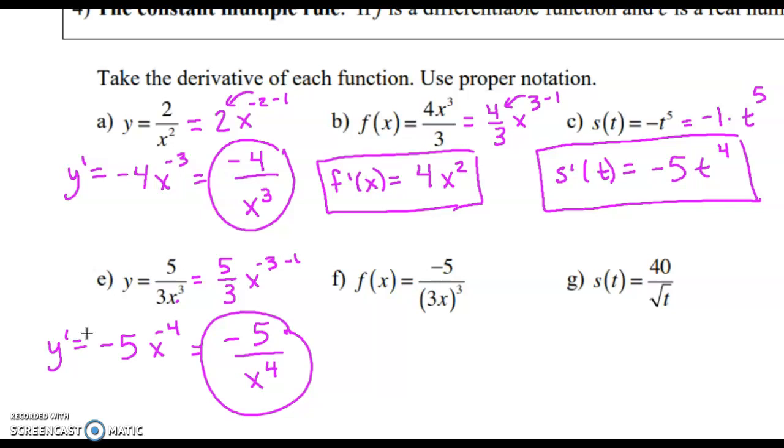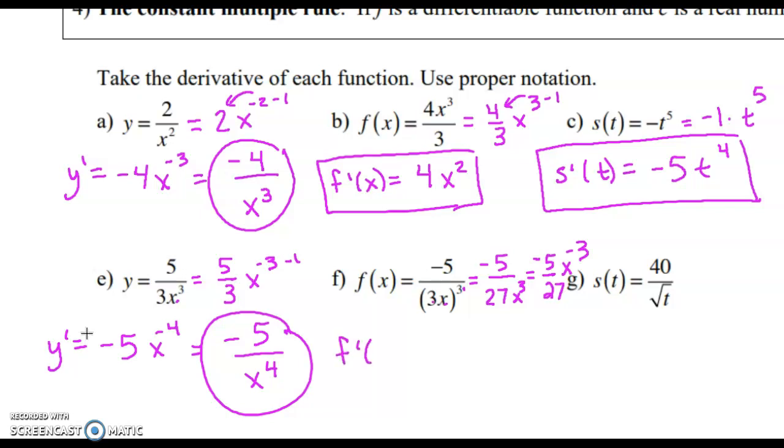Now, on F, because this is a group, I actually need to simplify that first. We can't do quantities yet. So 3 cubed is 27, and x cubed. So I can rewrite that as negative 5 over 27, x to the negative 3. Oops, I forgot to move over. I'll do that in a second.